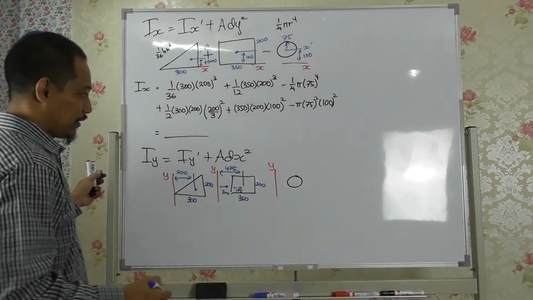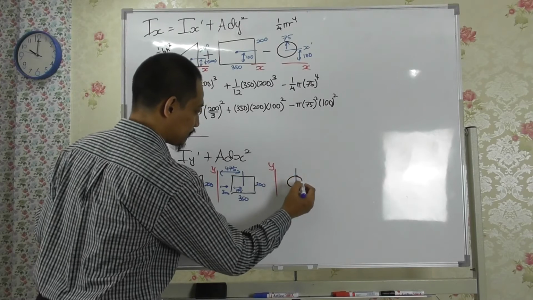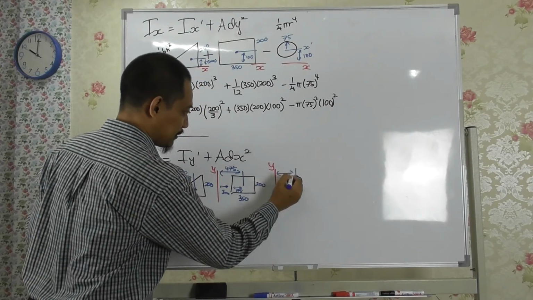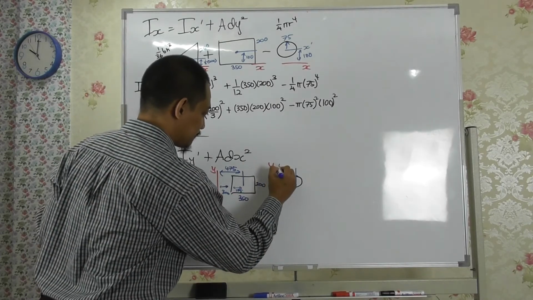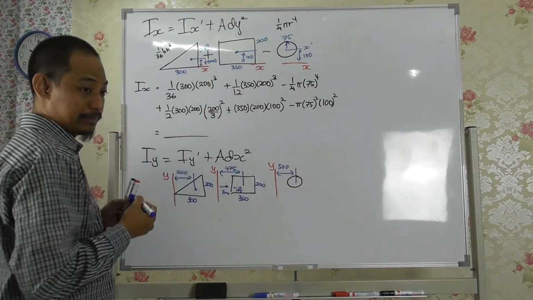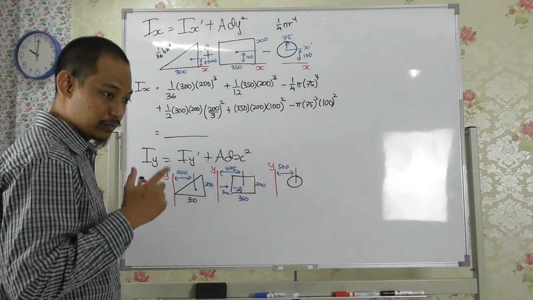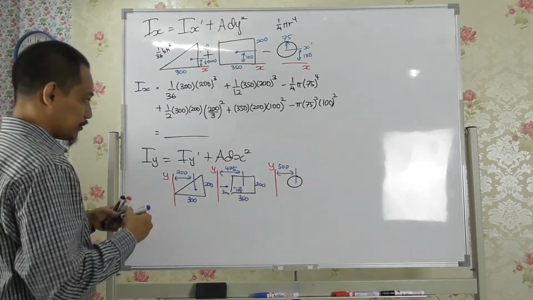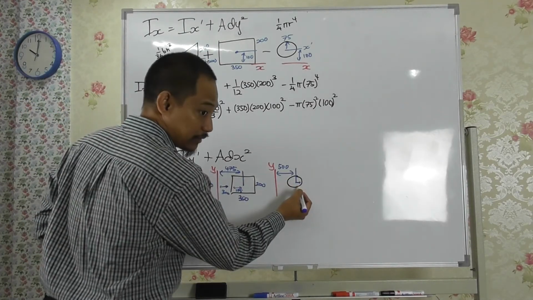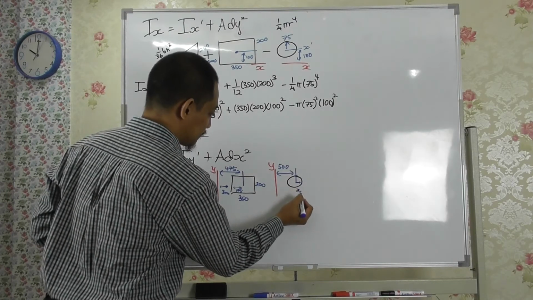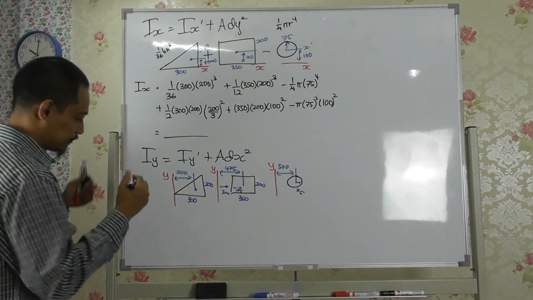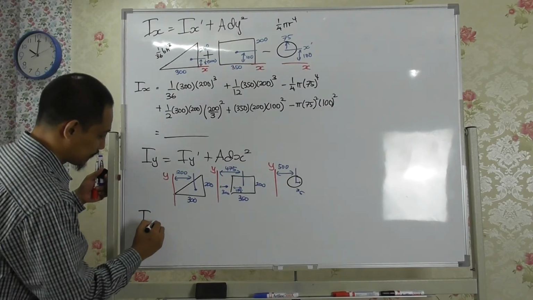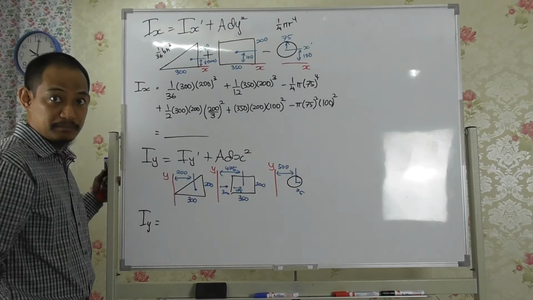And for this one, the distance will be 200 plus 300 becomes 500, right? 300 plus 200. And the radius is 75, right? So when you do Iy, you want to calculate this plus this minus that.